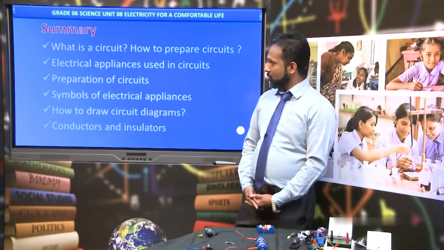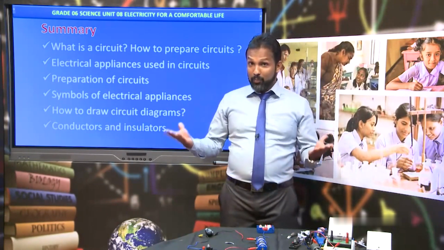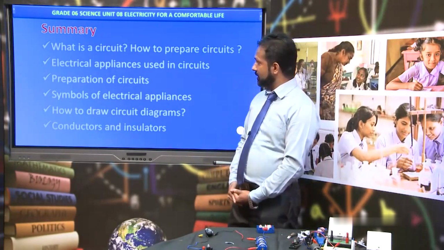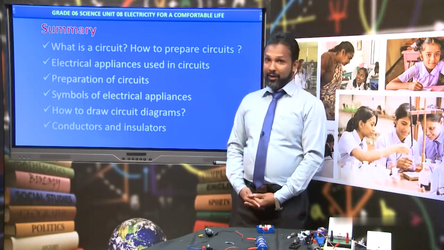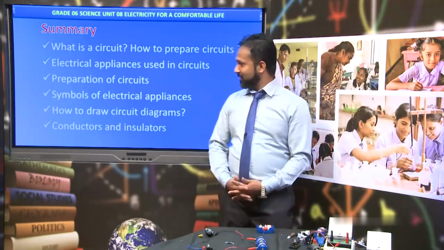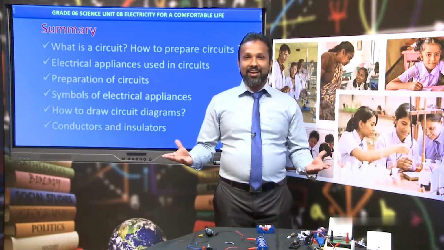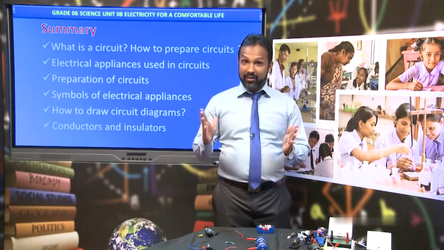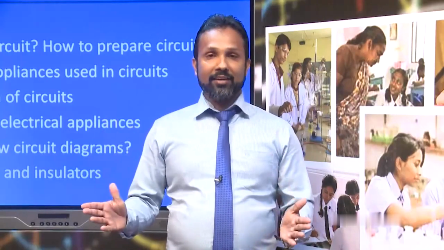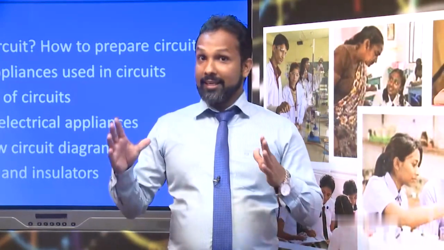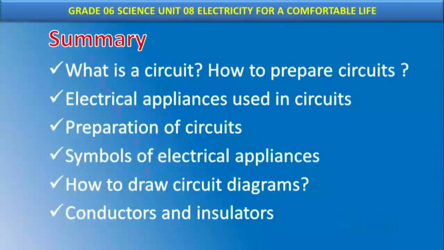After that we learned about preparation of different types of circuits. Then we learned symbols of circuit appliances. After that we learned how to draw circuit diagrams using those symbols. Then finally we learned conductors and insulators. What are conductors? Conductors are the materials that allow electricity to flow through them. Insulators are the materials which do not allow electricity to flow through them.